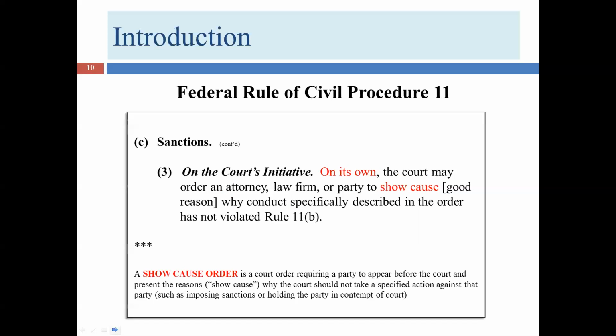So even if the other side hasn't raised Rule 11 as an issue, the court on its own can say, you know what? We are concerned about Rule 11. We think that there may be a violation under these circumstances. So here we have the court acting on its own. The court may order an attorney, law firm, or party to show cause why conduct specifically described in the order, that would be in the show cause order, has not violated Rule 11. And again, show cause means to show good reason, to explain why you did what you did, that there's a good reason that you aren't in violation of Rule 11.